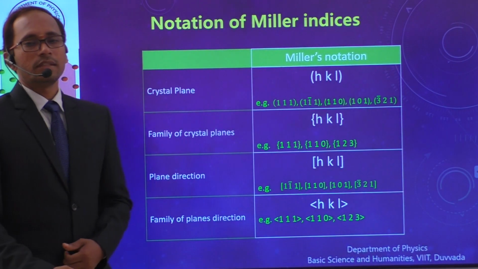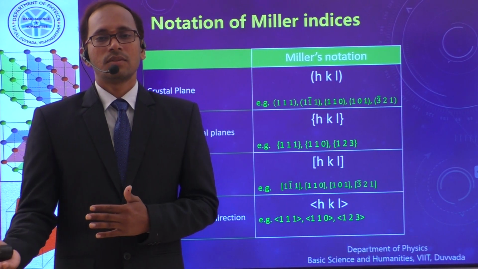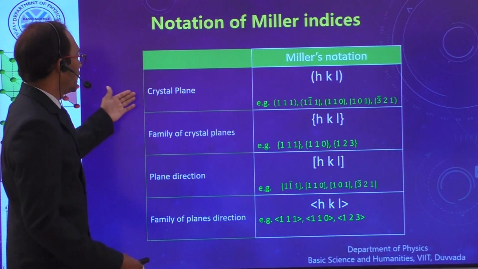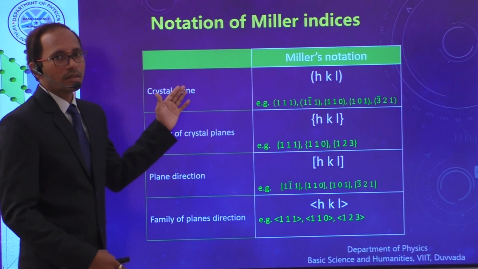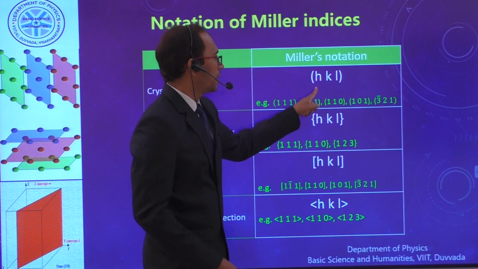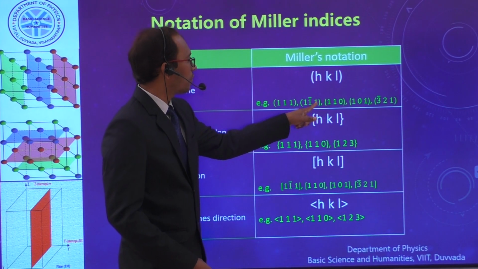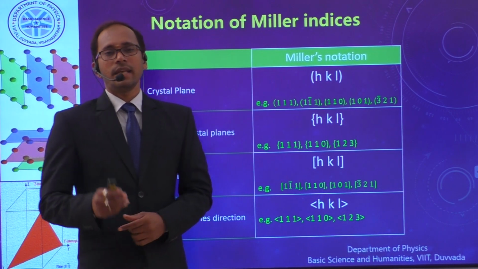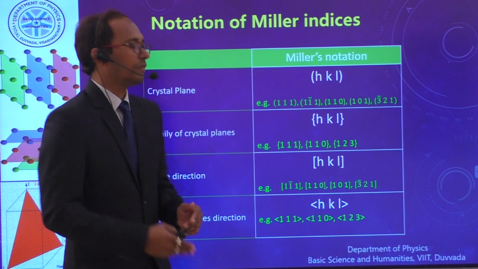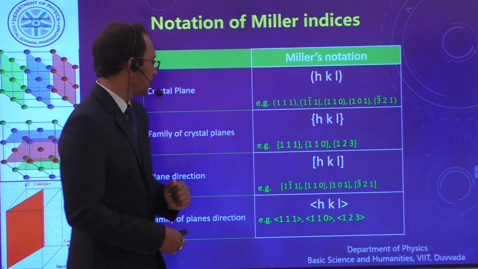Before going to that, he has given some notations. We can call the planes with some notation. What are the notations? Let us see. If you represent a crystal plane, we write it in brackets (hkl). For example, the (1 1 1) plane, the (1 bar 1 1) plane. 1 bar means it is -1. We can represent -1 with a 1 bar. According to Miller, that notation we have to follow.